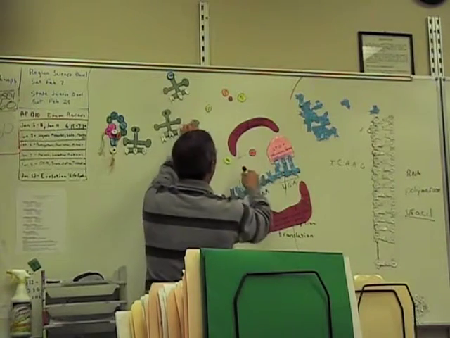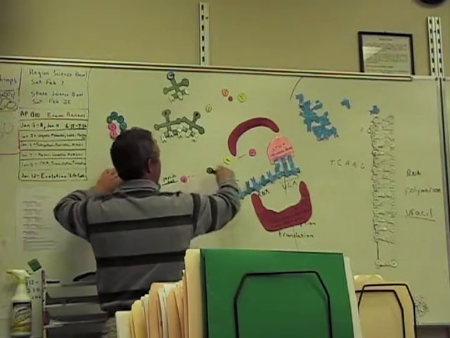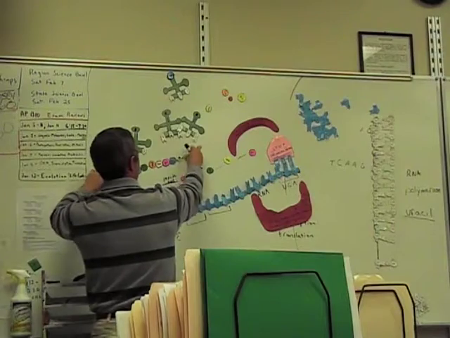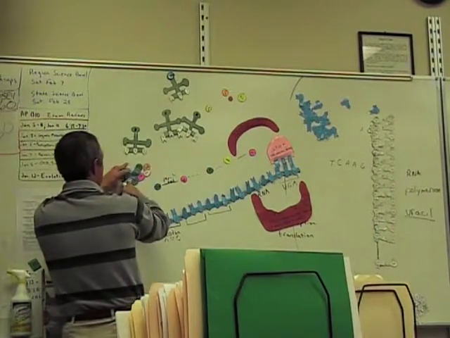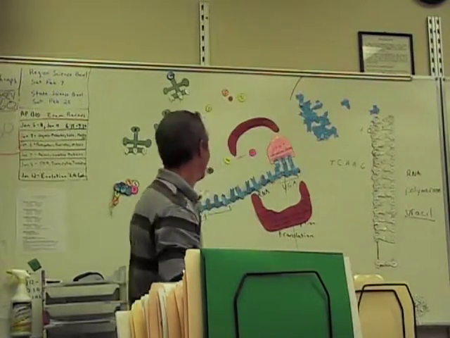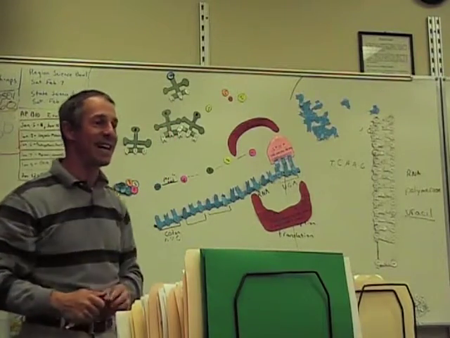So when this tRNA leaves, you're left with your protein floating out here in the cytoplasm. It will coil up into its final structure, and voila, you have made a protein. So that's how we make a protein. That's the essay.